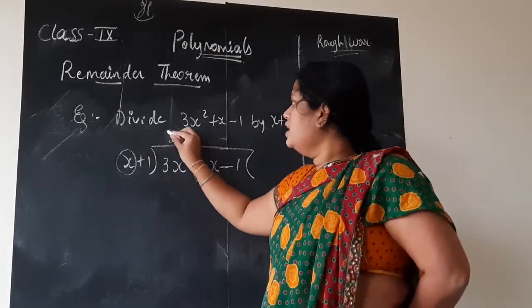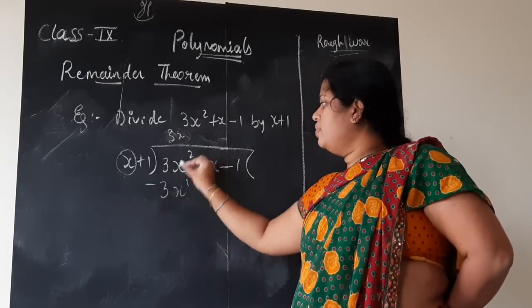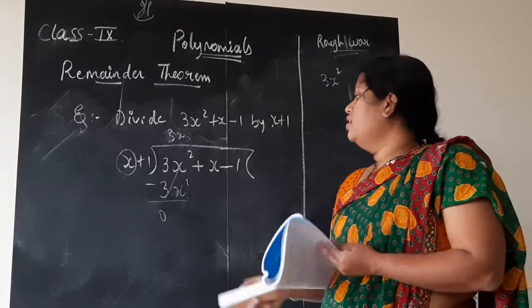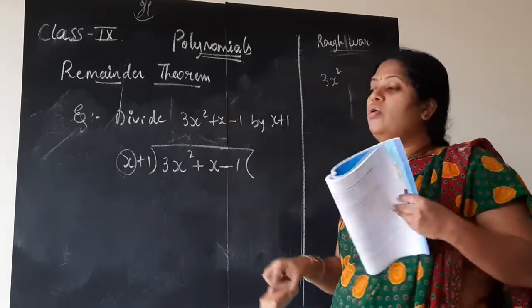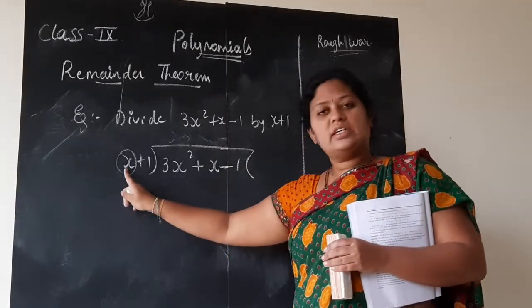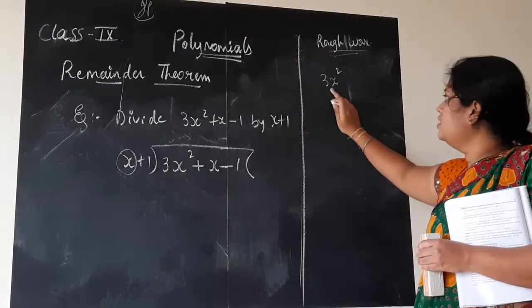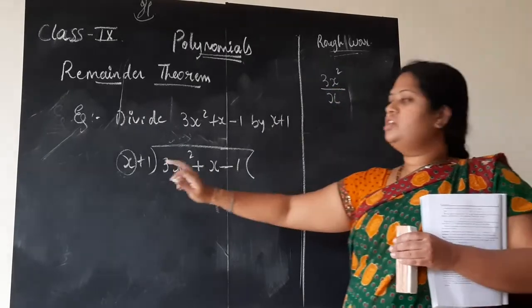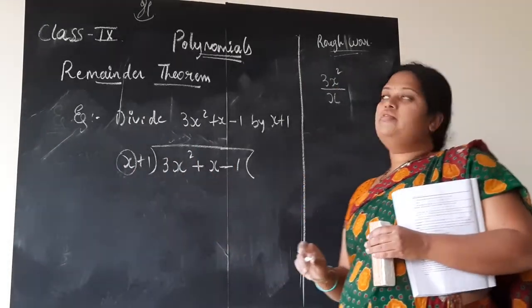So x into 3x is 3x square. So when I subtract, it gets cancelled and the remainder is recovered. Done. Yes, that is correct. But children, this method you can follow only in this first step, but not in the further steps. So how I want you to do it is, always consider the first term of the monomial, as I said. Write the first term of the polynomial, 3x square, and divide that by x. Always divide each term here by the first term of the monomial.